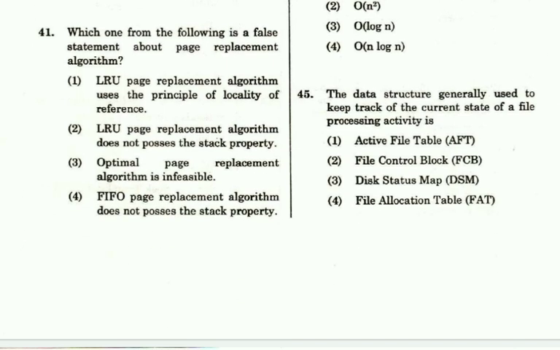The data structure generally used to keep track of the current state of a file processing activity is... So here file control block, FCB, keeps track of the file attributes, permissions and status, whereas the file allocation table is used for managing disk space allocation, not file processing status. That's why option 2 is the correct answer.